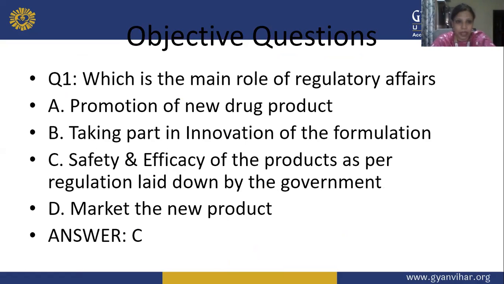this topic. Now, what is the main role of regulatory affairs? This is the first question. That is the promotion of new drug product, taking part in innovation of the formulation, safety and efficacy of the product as per regulation laid down by the government, or marketing the new product. So answer C is correct. That is, safety and efficacy of the product as per regulation laid by the government is the main role of regulatory affairs. Regulatory affairs is involved in marketing the new product, involved in the promotion of the new product, also taking part in the innovation of the formulation. But the main role here is what is being asked. So the main role is safety and efficacy of the product as per the regulations laid by the government.